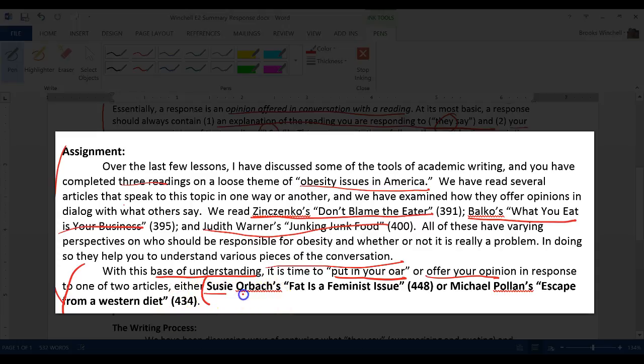So I want you to read Susie Orbach's article, Fat is a Feminist Issue. It's got a really interesting thesis. I think you'll like it. It's on page 448 in the Graff book.